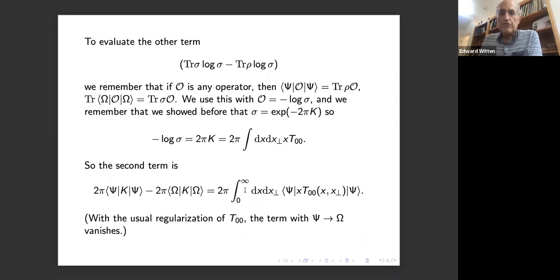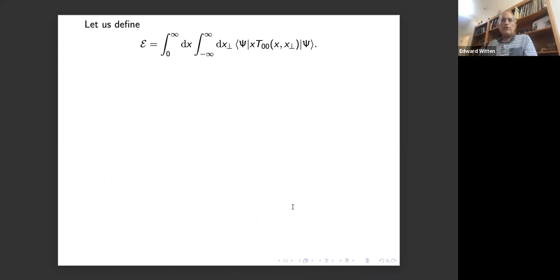That difference is the integral over the right half space of the expectation value of x times T00 in the state psi minus the same thing in the vacuum state. T00 is usually regularized to make the term with the vacuum state 0. So I haven't written that second term. But the formula naturally gave the difference of matrix elements in the state psi and in the vacuum. So the choice of regularization of T00 cancels out in that difference. Let's define curly E to be this expectation value in the state psi of the integral of x times T00.